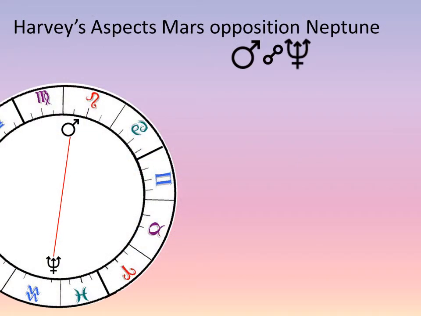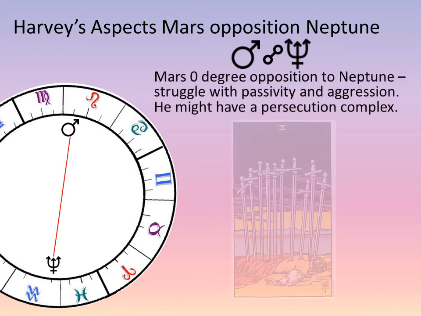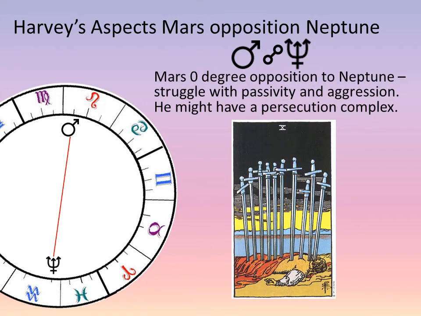Harvey's aspects, Mars opposition Neptune is a real strong one in his chart, and you can see that in the zodiac wheel. And Mars at 0 degrees opposition to Neptune, struggle with passivity and aggression, and he might have a persecution complex. Usually when people see the Ten of Swords, they freak out. They're like, it's so gruesome and horrible. But if you notice it, it's over the top.